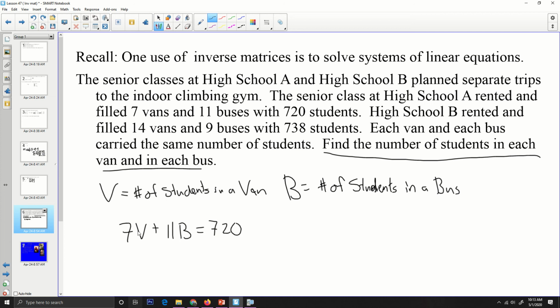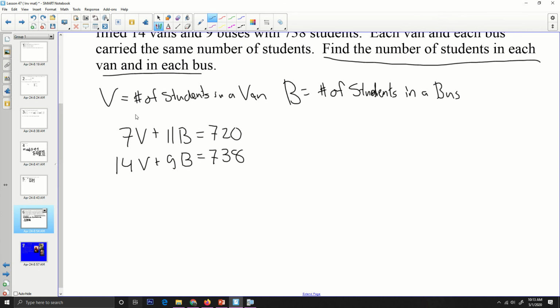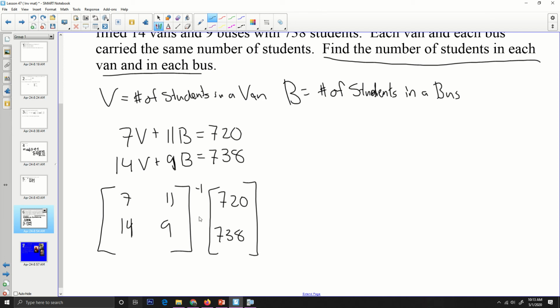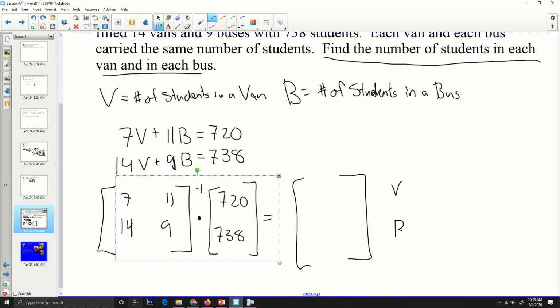And then for 14 vans and 9 buses, they ended up with 738. And so clearly we can set up a system of matrices where our coefficients matrix will be 7, 11, 14, and 9. And then my constants matrix will be 720 and then 738. And we'll go A inverse B. And then that result will be V and B.